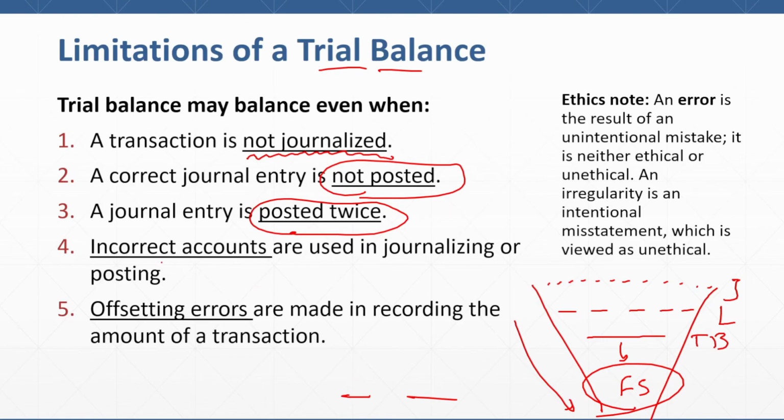Sometimes we are using incorrect accounts. The accounts are different. Yes, the accounts are wrong, the account names are wrong, but the left side is equal to the right side. So if the left side of your TB is equal to the right side of your TB, it doesn't necessarily mean that there is no mistake. We need to go over our transactions again and make sure that everything is right.